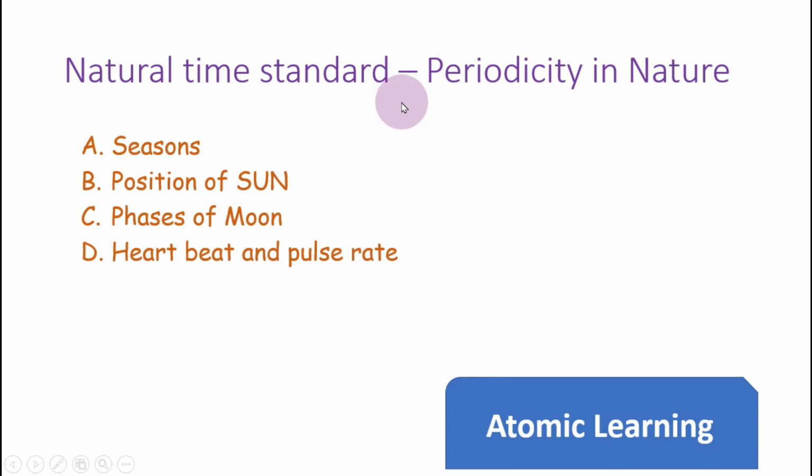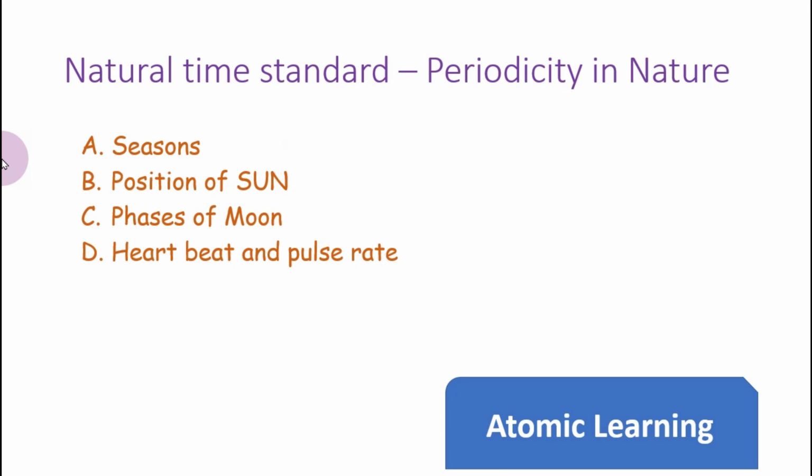Now we start from here. There's a word called periodicity. What is meant by periodicity in nature? That is, nature repeats itself after regular intervals of time. We see seasons, we see winter, summer, spring, autumn. They come after regular intervals, so they are periodic in their behavior. Like you will have spring after 1 year, you will have autumn after 1 year.